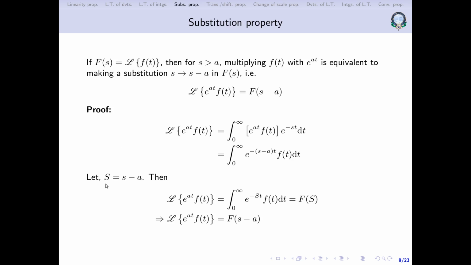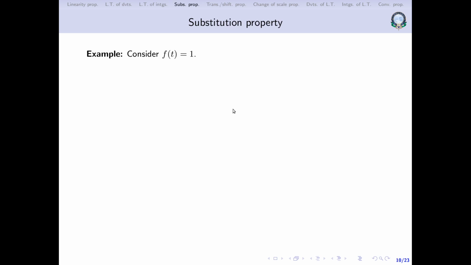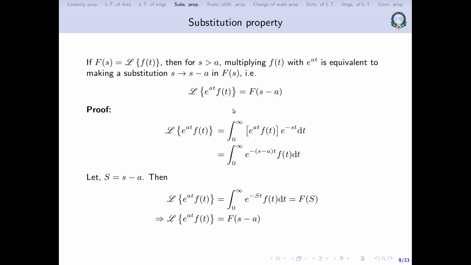Now we substitute back: capital S is s minus a, so this is equal to F of s minus a. So this proves the left hand side is equal to the right hand side. This proves the substitution property. Next, let's take an example for the substitution property.